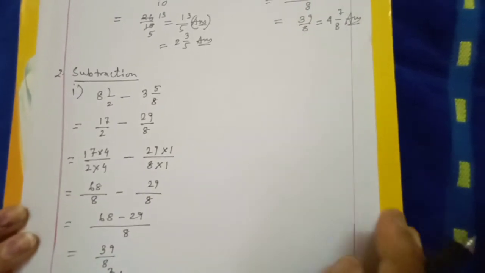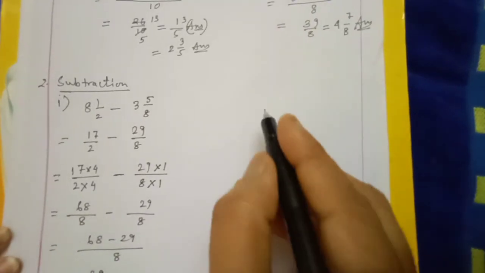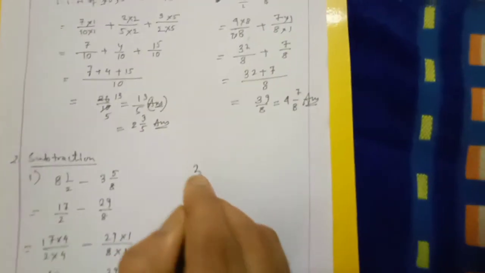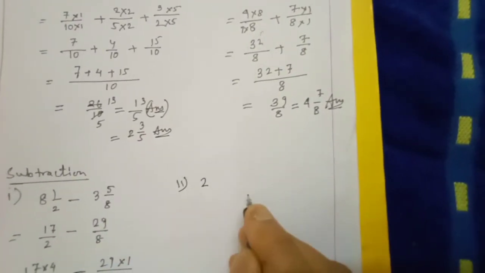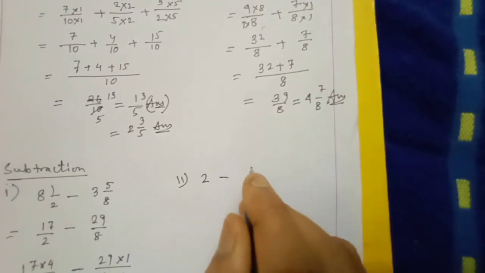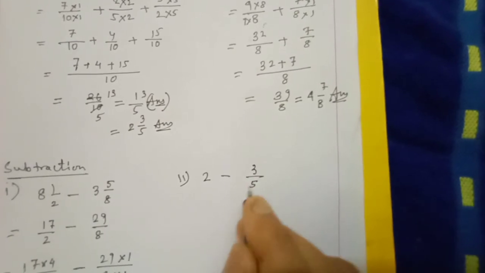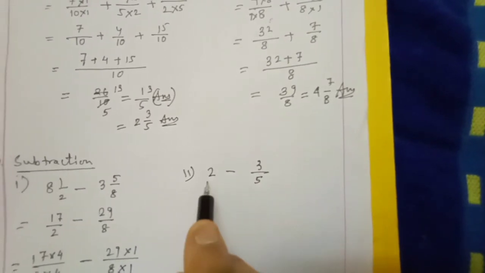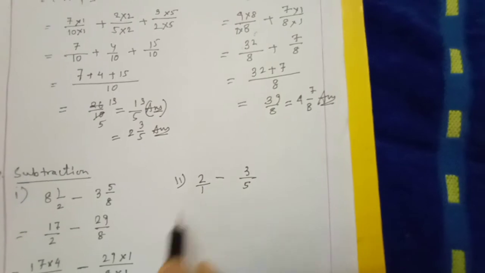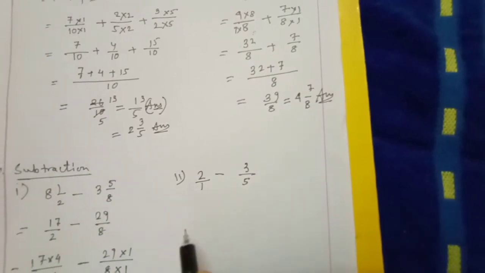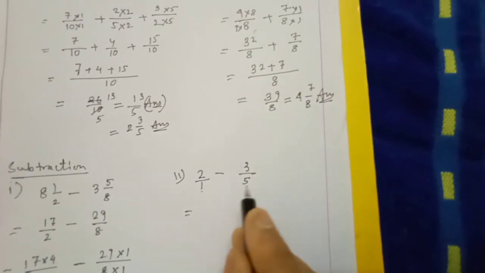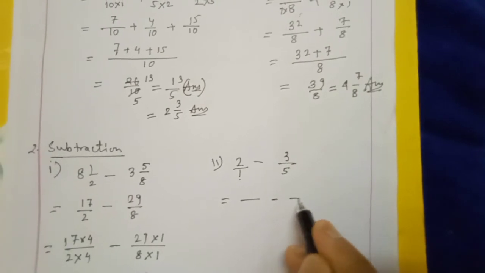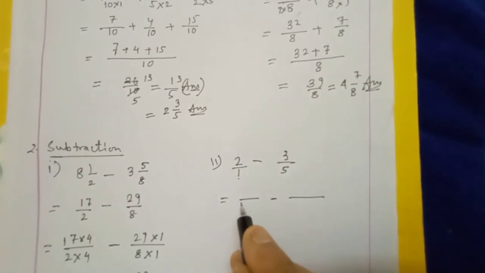Understood? Next, another small subtraction sum I am giving. Question number 2: 2 minus 3 by 5. See here, there is no denominator, that means the denominator here is already 1. We can write it. Now the LCM of 1 and 5 is 5.